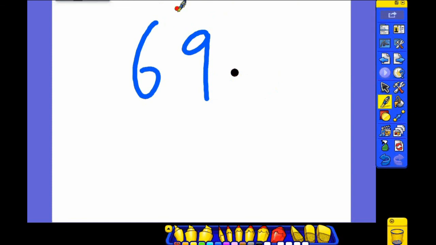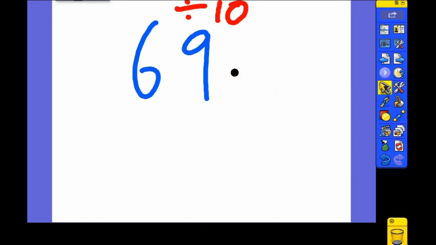What about division then? If I want to take 69 and divide it by 10, well, in that case, if I move that way to get bigger numbers, the decimal point will have to move this way to make the number smaller. So if we're taking 69 and dividing it by 10, we get 6.9. If we were dividing it by 100, the decimal point would skip 2 places and we'd get 0.69.